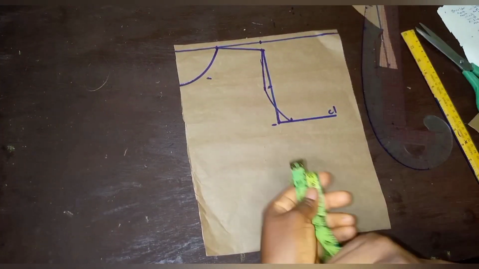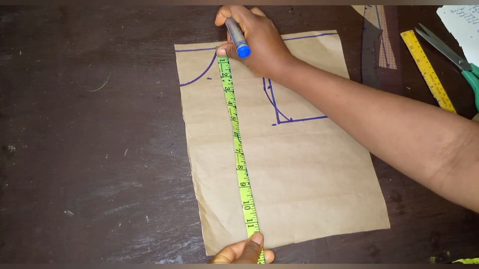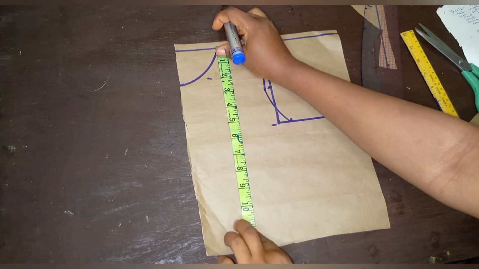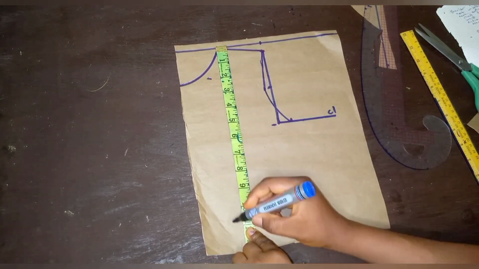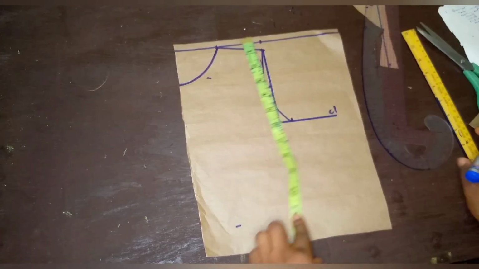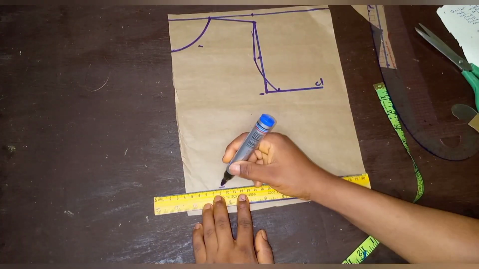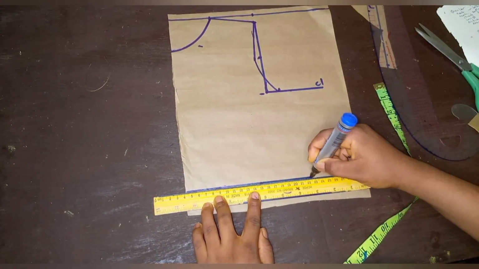Once that is done, I'll place my tape on the shoulder line down to get my bodice. The half length is 11 inches. I'll mark the 11 inches and draw a straight line across, which will serve as the waistline.